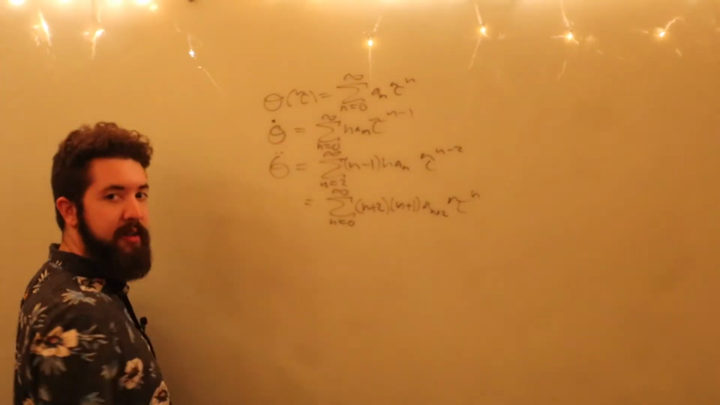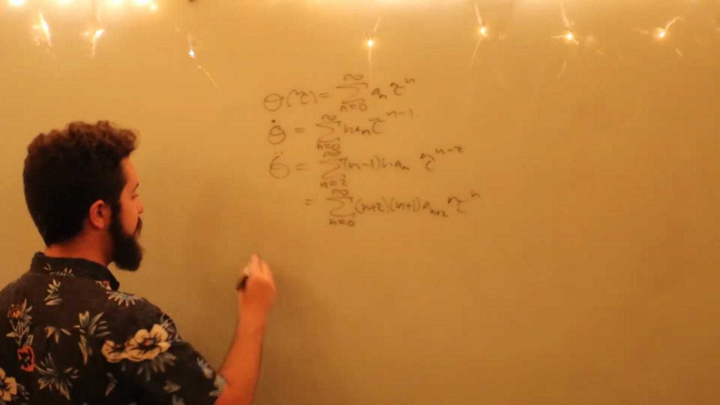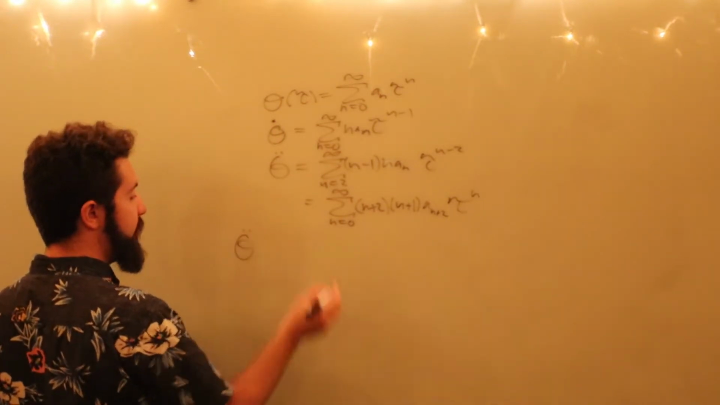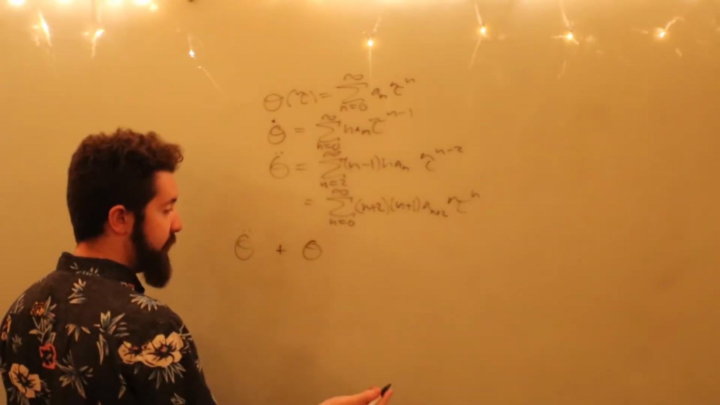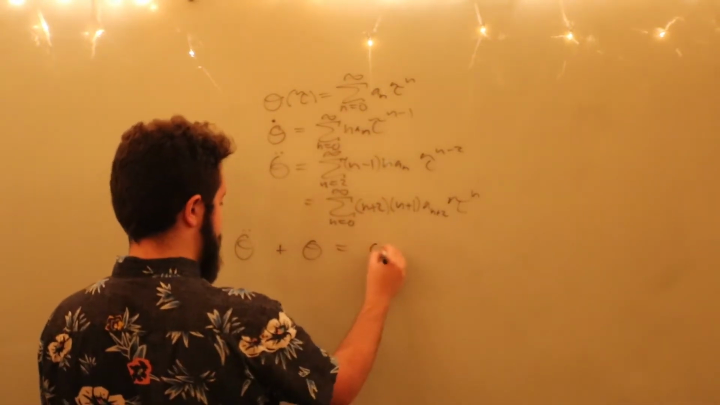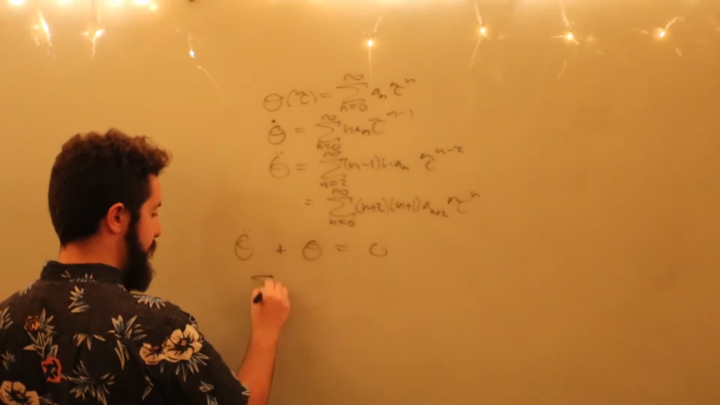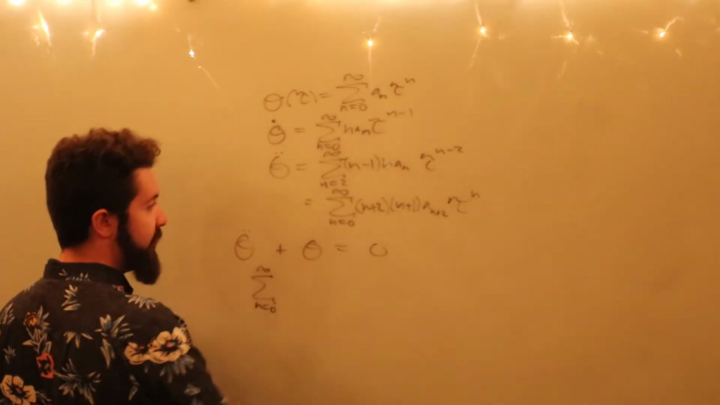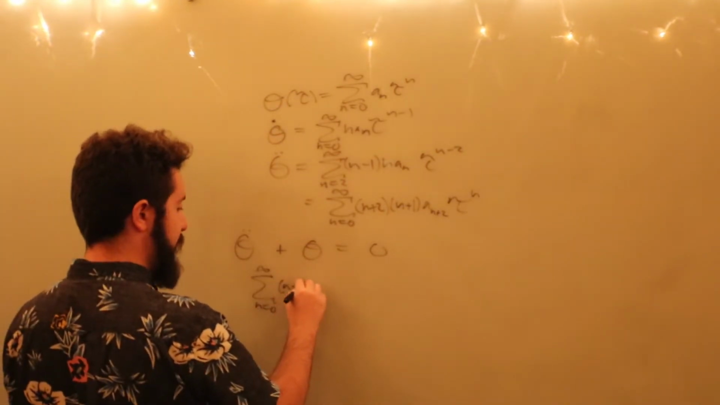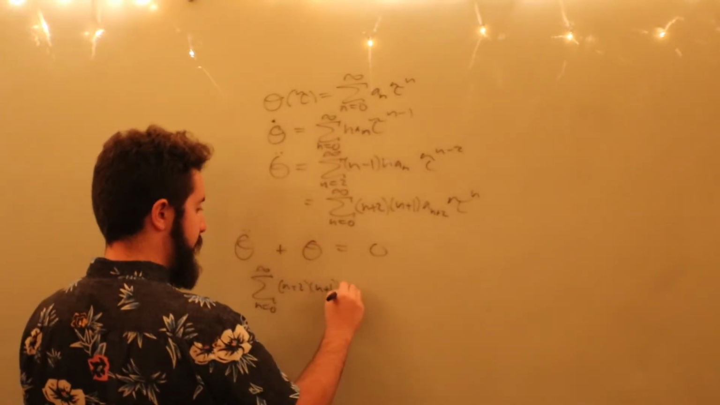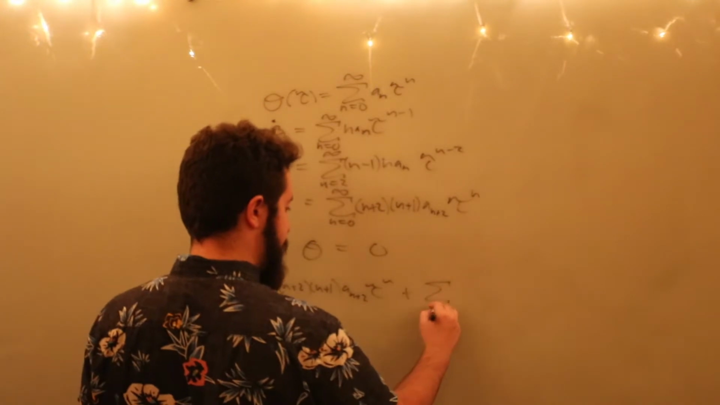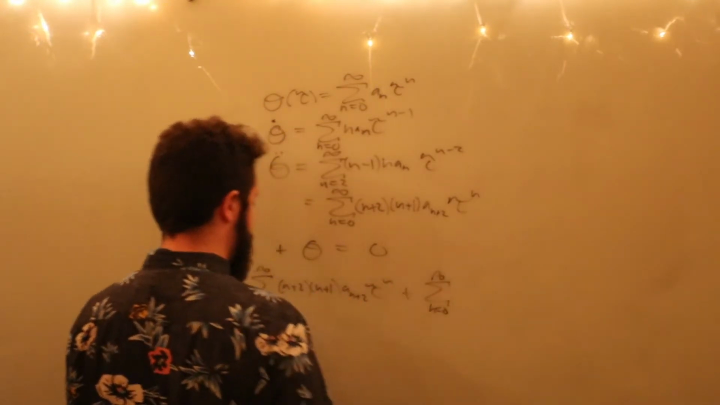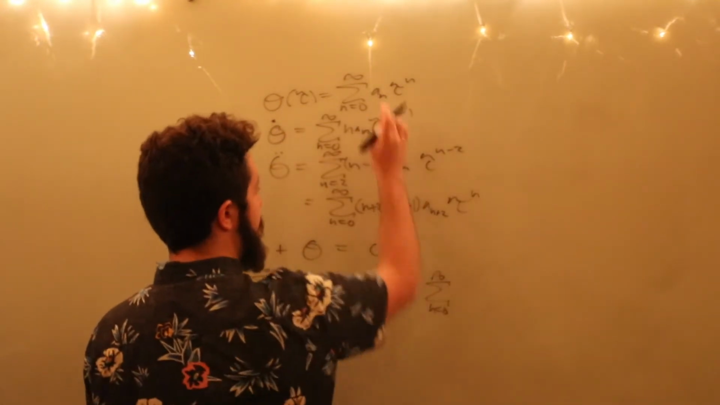So now let's write our differential equation in terms of these power series. So theta double dot plus theta is equal to 0, right? So this says that the series n equals 0 to infinity of n plus 2, n plus 1, a sub n plus 2, tau to the n, plus the sum from n equals 0 to infinity of, what was our original one?